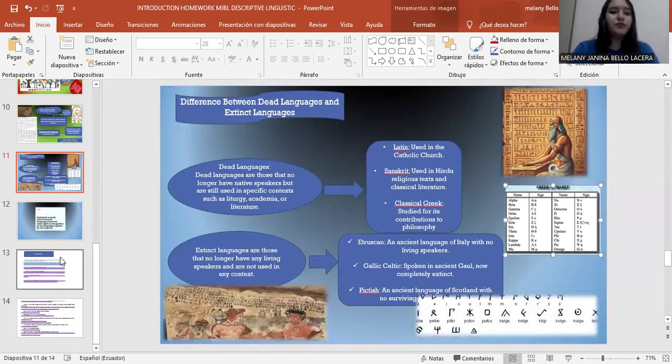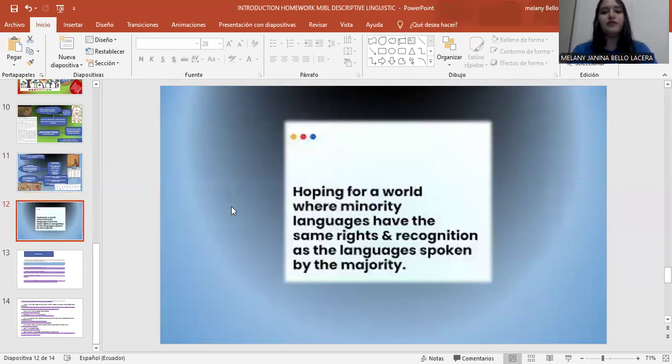And that's all. Now I'm going to finish with a very interesting quote: hoping for a world where minority languages have the same rights and recognition as the languages spoken by the majority.